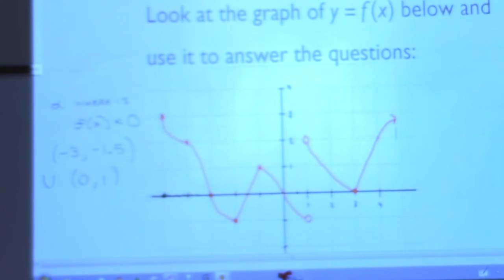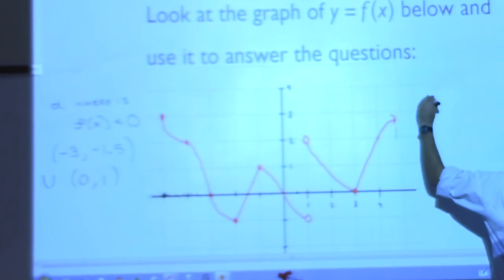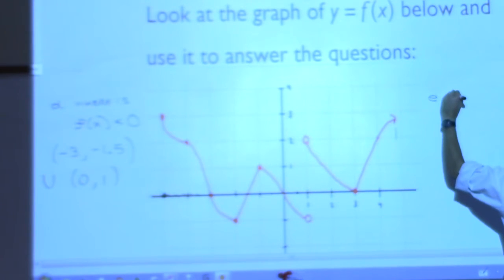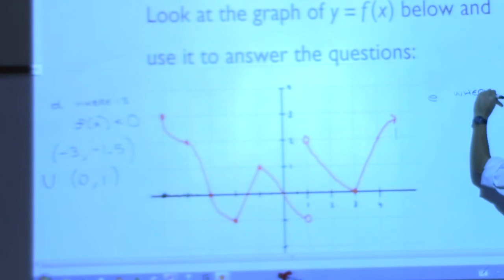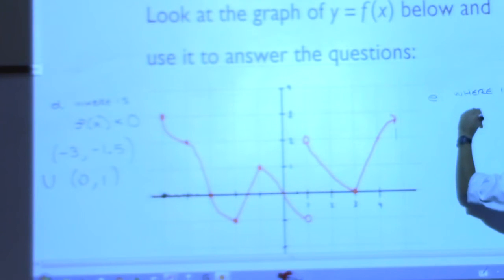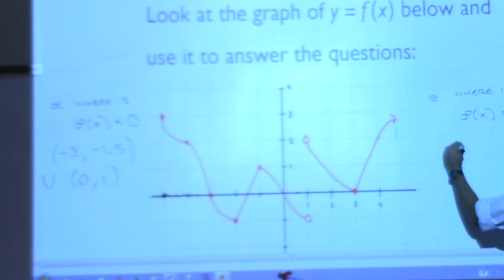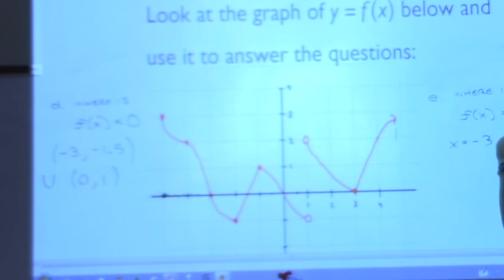So where is the function actually equal to 0? We're going to ask someone else now. Where is f of x equal to 0? Lilius? Yes. Okay. x equals -3, -1.5, 0, and 3.